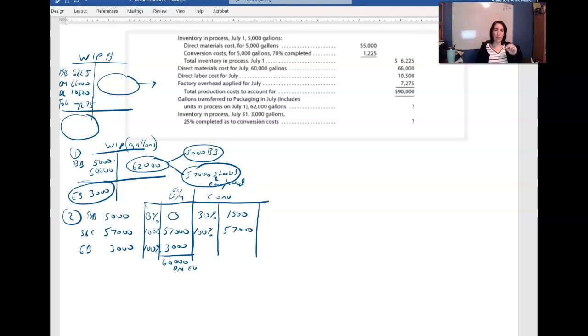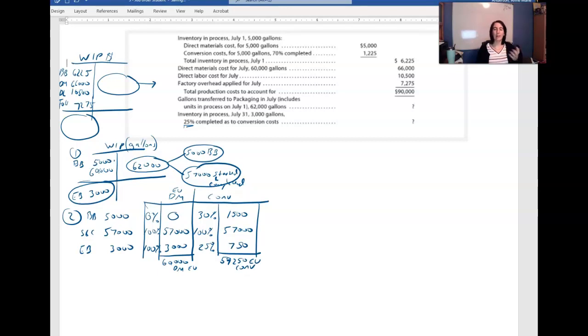The ones that we started but we haven't finished, the ones that are in our ending balance, during the month of July, they're 25% complete. So we're always focused on what happened during the month we're looking at. During the month we're looking at, we finished these, we did all of these, and we started these. We did 25% of the work. So 3,000 times 25% is 750. So we add all these together, we've got 59,250 equivalent units for conversion.